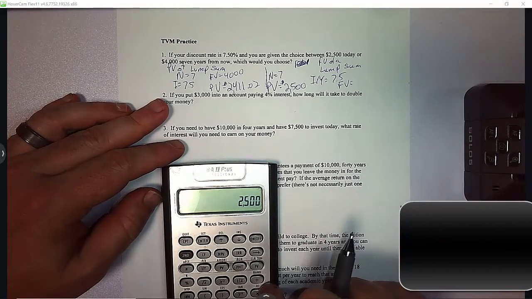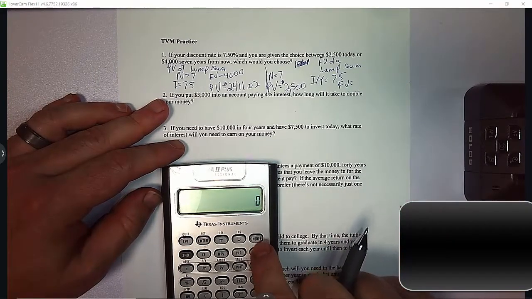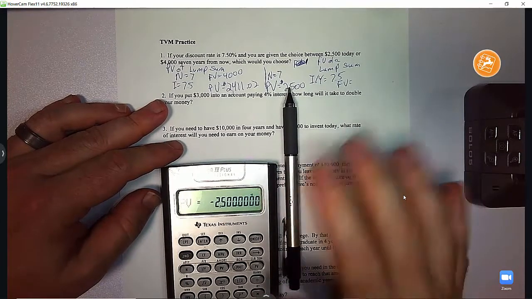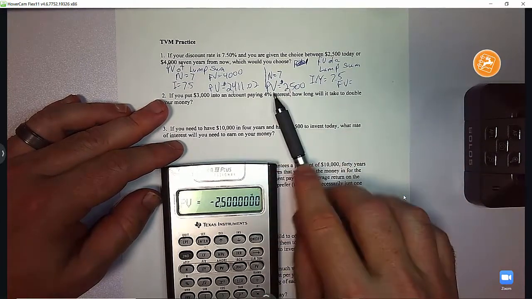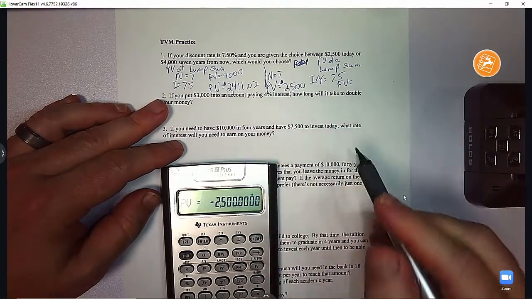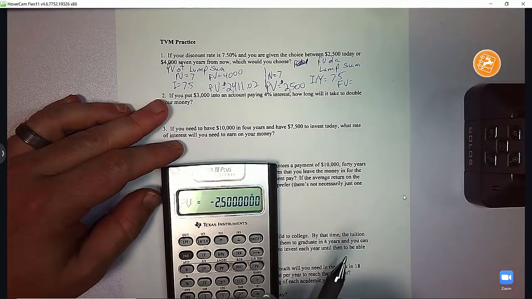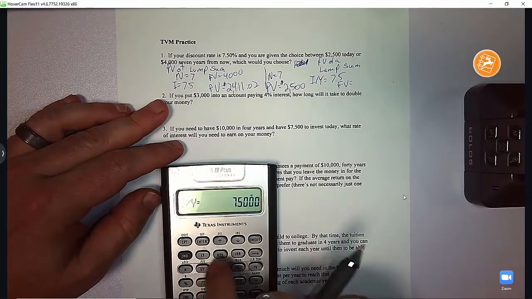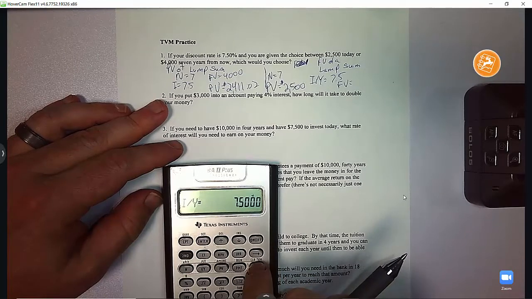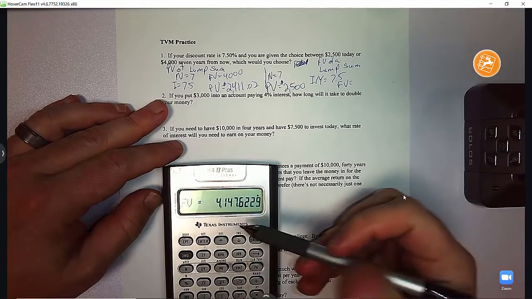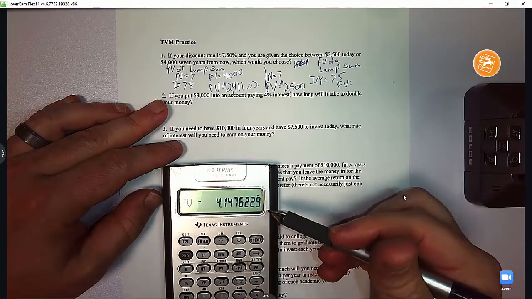2,500 for the present value, and I actually need to make this negative. Otherwise, my future value is going to be a negative value. And then I set my interest rate to 7.5. I'm going to compute my future value, and I get $4,147.62.